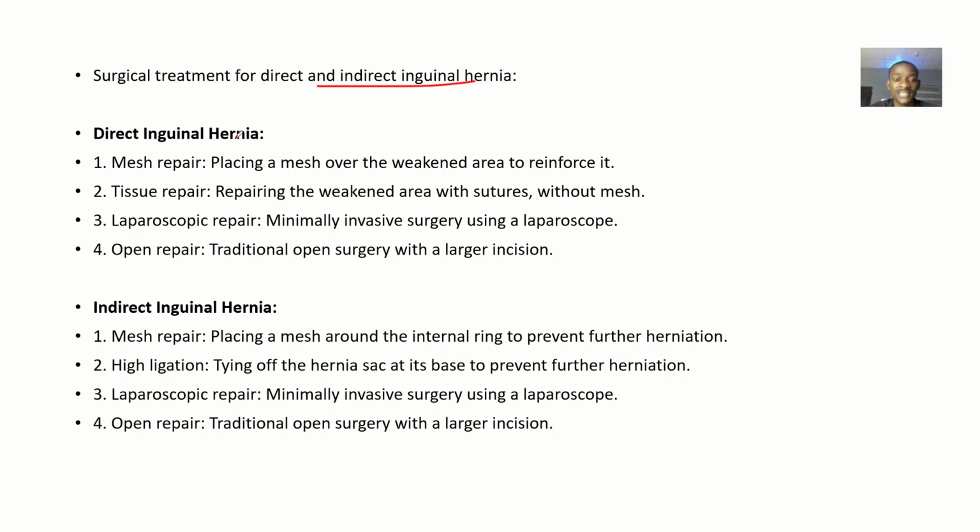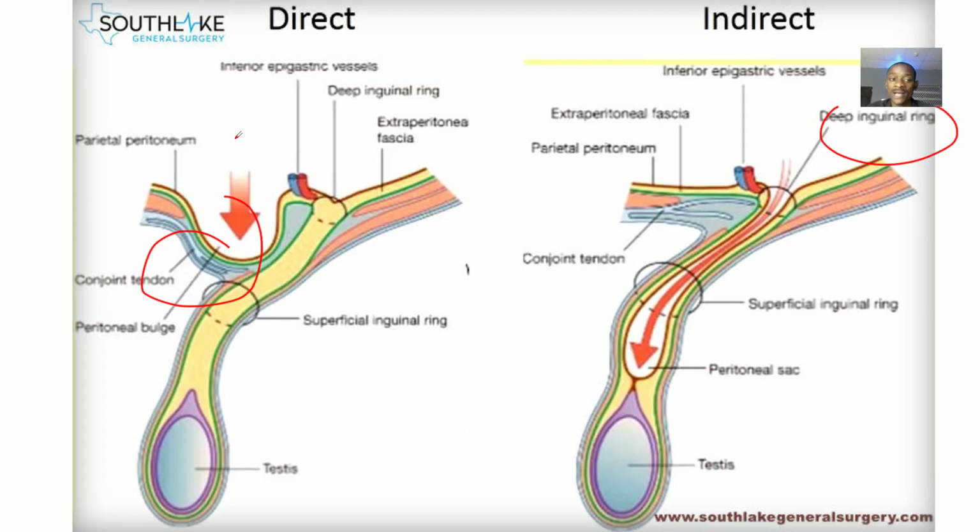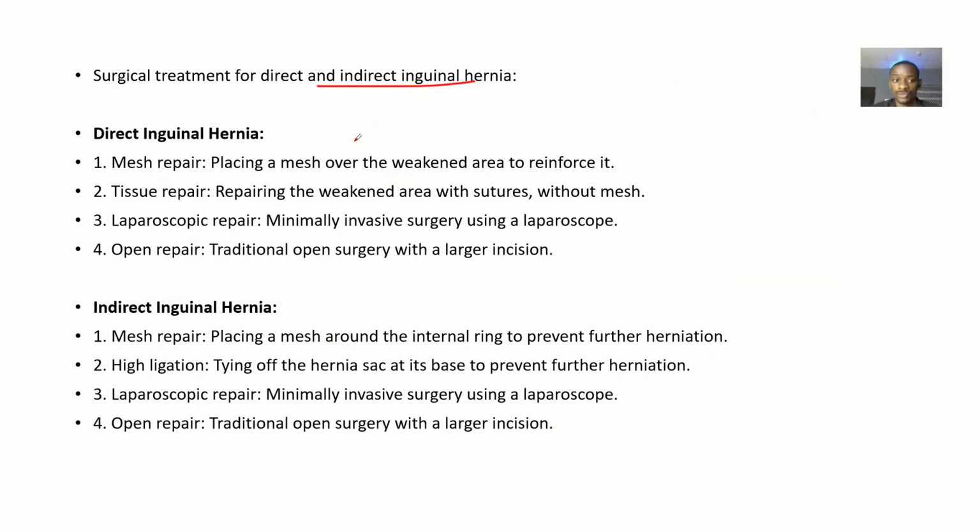So for the direct inguinal hernia, that's the one that is occurring through the abdominal muscles. Okay, not directly into the inguinal canal. This one is through the abdominal muscles. Mesh repair, you can place a mesh over the weakened area just to reinforce it. Okay, tissue repair, you repair the weakened area with sutures without mesh. That's another method, right? You can use the patient's own primary tissues just to repair. Then laparoscopic repair. This is a minimally invasive surgery, okay, using a laparoscope. Open repair. This is a traditional open surgery with a larger incision, right?